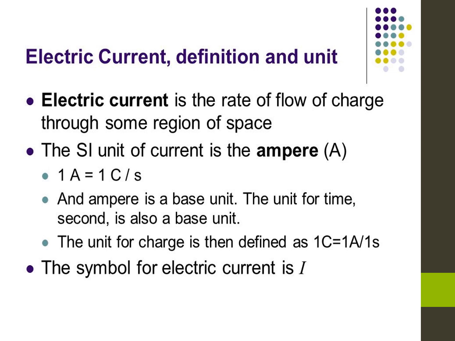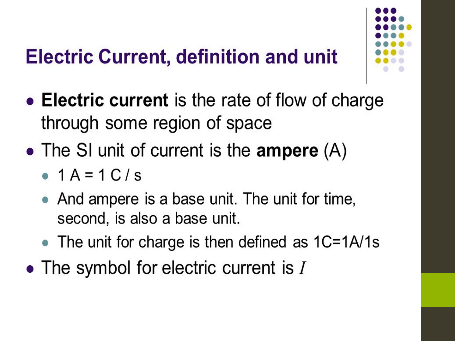What is electric current? Electric current is the rate of flow of charge through some region of space.